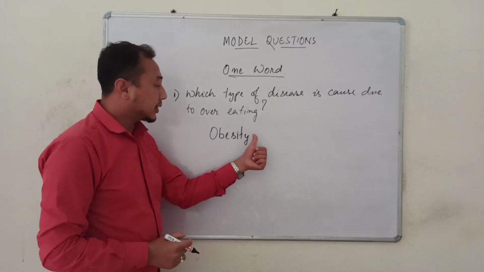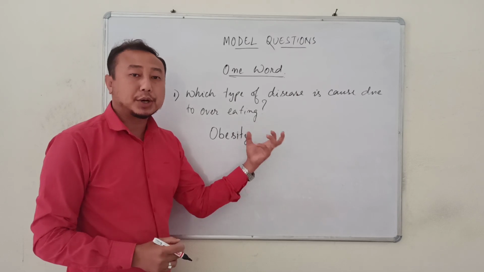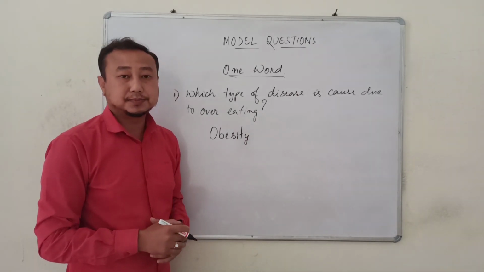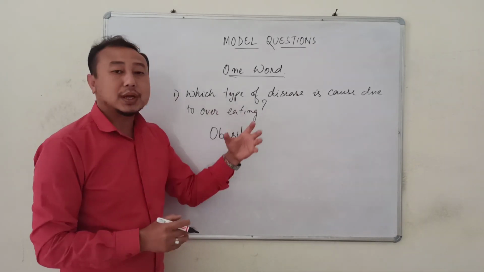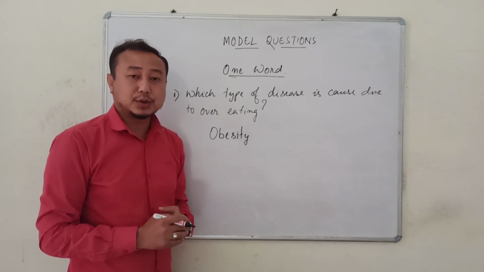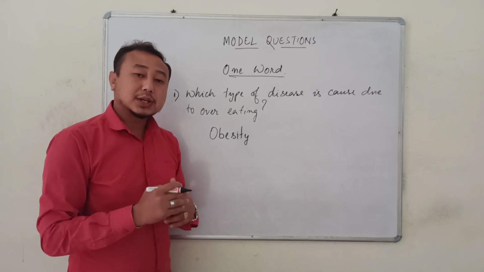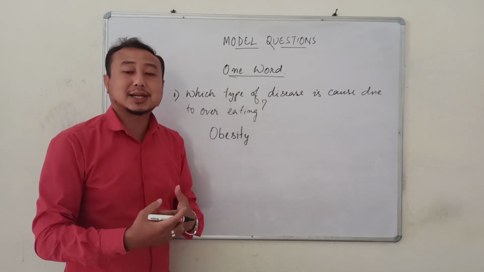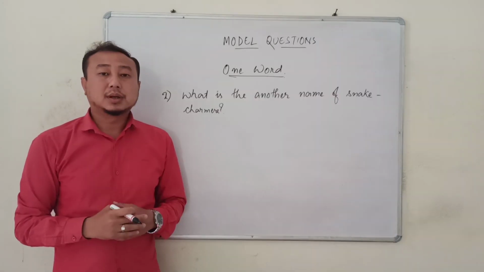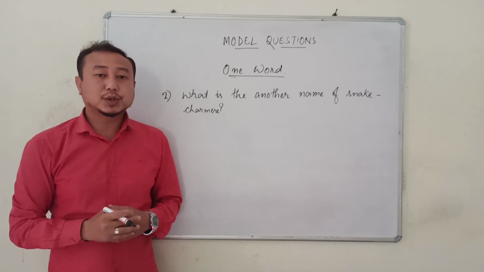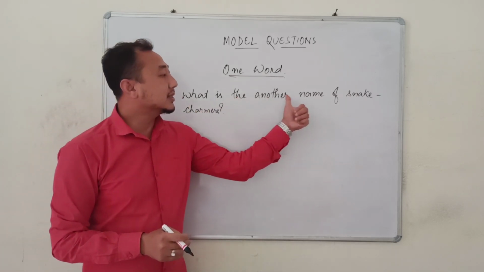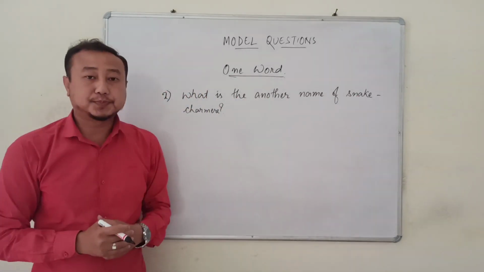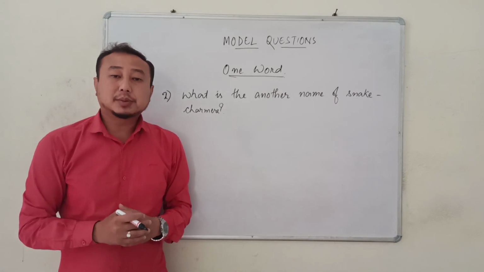When you write the answer, don't put any full stop or comma or any other thing at the end of the answer. So in this way, you have to give the answer of one word questions. Let us take up another example of the same one word question in order to understand it better. The other example of one word question is, what is the another name of snake charmers? From the chapter number 2.